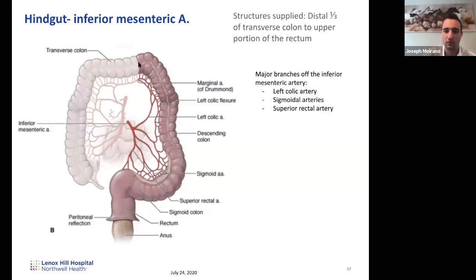So that's going to go from the rest of the transverse colon here, then the descending colon here, and then the sigmoid artery here, and the superior portion of the rectum. So the major branches that are coming from there all make sense because they're named for the regions that they're going to be supplying, just like all the other arteries. So you have the left colic artery doing the descending portion of the colon. The sigmoidal artery is going to be doing the sigmoid colon. And then the superior rectal artery is going to be doing the upper portion of the rectum.